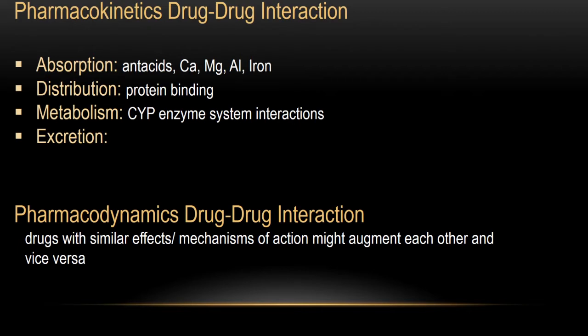For the metabolism interactions, the CYP system is a huge enzymatic system in the liver. Some drugs will inhibit this system, some drugs will induce this system, and this will affect the metabolism of other drugs. And finally, we have the pharmacodynamics drug-drug interaction, and we are going to point to the important and relevant application of these principles in due time.